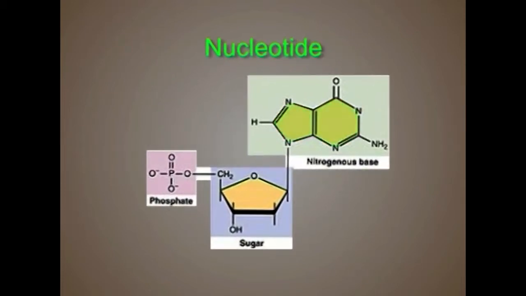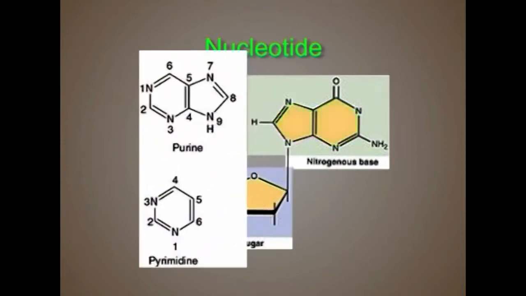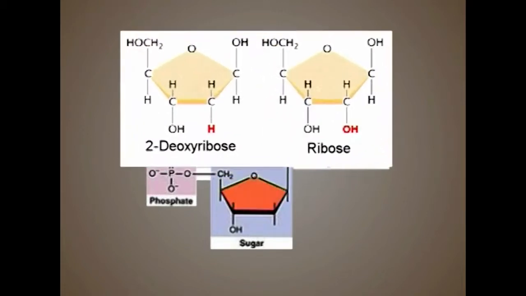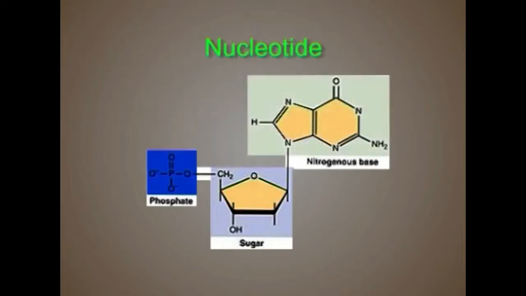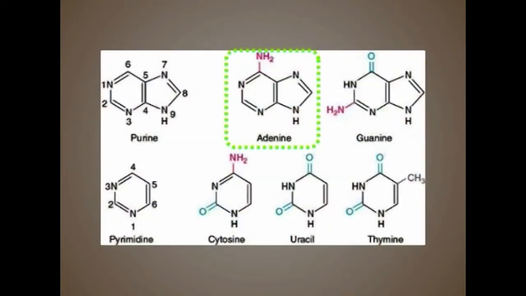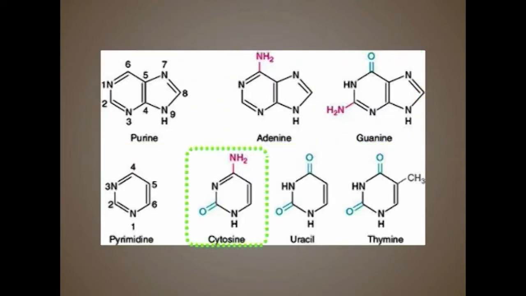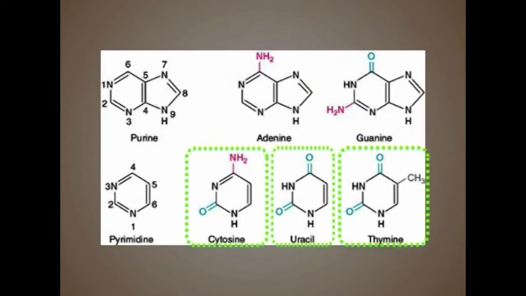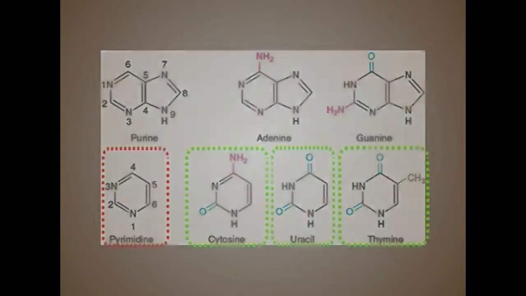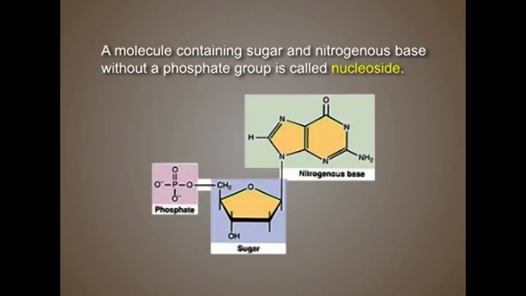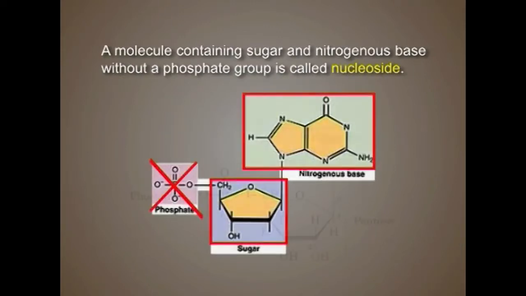Number one, a nitrogenous base. It may be either a purine or a pyrimidine. Number two, a pentose sugar, either deoxyribose present in DNA or ribose present in RNA. And number three is a phosphate molecule. Adenine and guanine are derivatives of purine, whereas cytosine, thymine and uracil are derivatives of pyrimidine. A molecule containing a sugar and a nitrogenous base without a phosphate group is called a nucleoside.